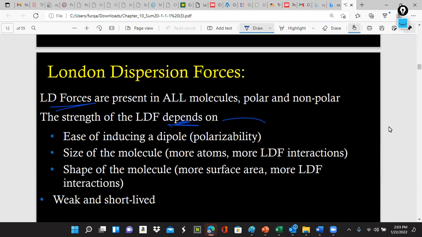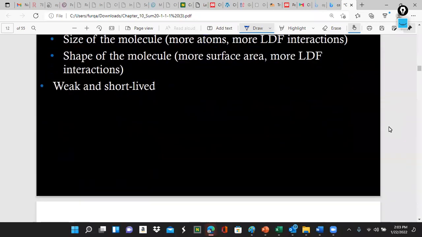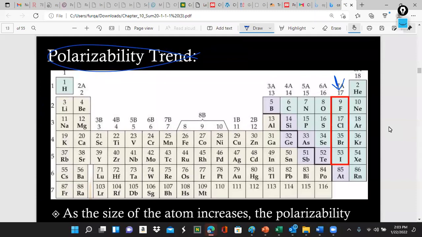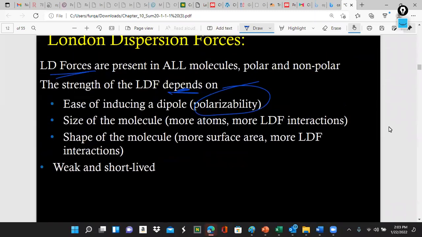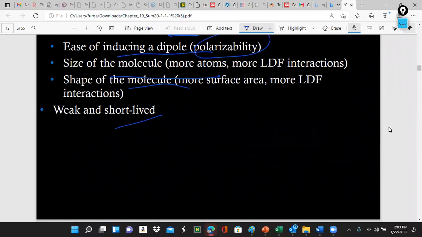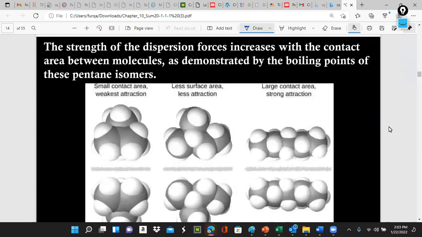Because it depends on the polarizability. As you go down the column here, look at the halogens. Ease of inducing a dipole, size of the molecule, and shape of the molecule all contribute to the strength of the London dispersion force. Overall, these are weak and short-lived.